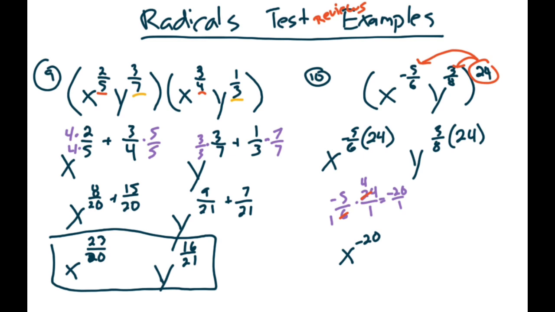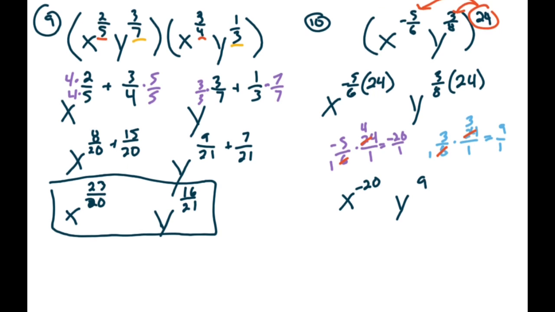I can do the same thing with the y exponent, 3 over 8 times 24 over 1. I can reduce the 8 and the 24. These both reduce by 8. So this would be a 1 and a 3, which would give me 9 over 1. So I'd get y to the 9th. Now we want to answer with positive exponents, so the negative exponent on the x will make the x term go to the denominator. So I've got y to the 9th over x to the 20th.